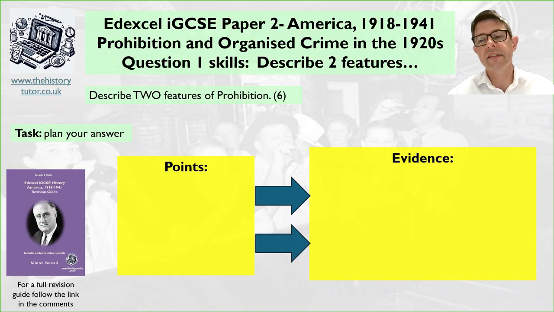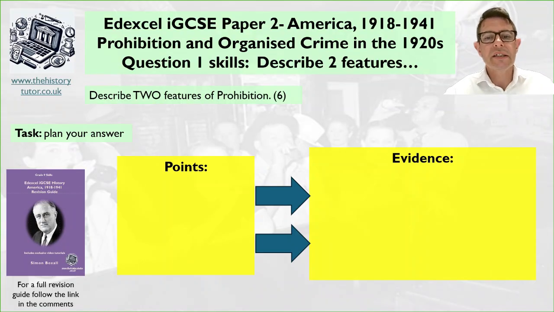We probably need a couple of sentences of evidence. We need to have some good facts and information in there. We don't need to explain. We don't need a 'this is because' at the end. It's not an explain question. So let's think about this now. Use your revision guide or your notes or my videos to work out some ideas about prohibition.